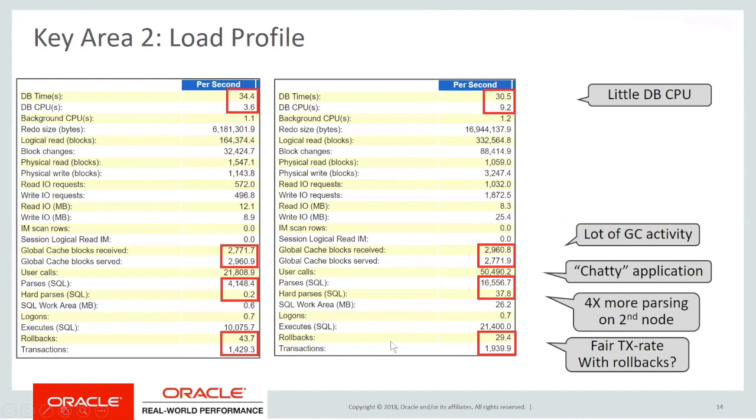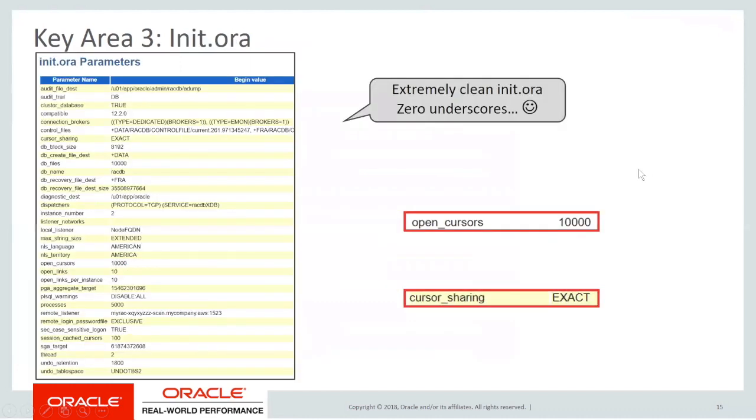But we have some more context now. This fairly busy system, not using a lot of CPU. So the majority of the DB time is waits. I'm going to expect to see waits in the top foreground events later on. But we're not going there yet. We're first going to the init.ora. And this init.ora is actually extremely clean.